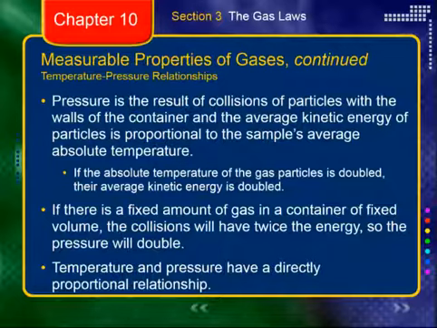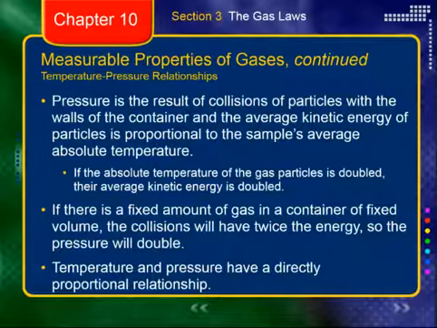So pressure is the result of collisions of particles with the walls of the container, and the average kinetic energy of the particles is proportional to the average absolute temperature. And when I say absolute, that's code for the Kelvin scale, kelvins. If the absolute temperature of the gas particles is doubled, that means their average kinetic energy is doubled, right? So they are striking the wall of the container with much more force, and they are either going to increase the volume if it's in a flexible container, or you're going to increase the pressure if the container is not flexible. The internal pressure, I should say.